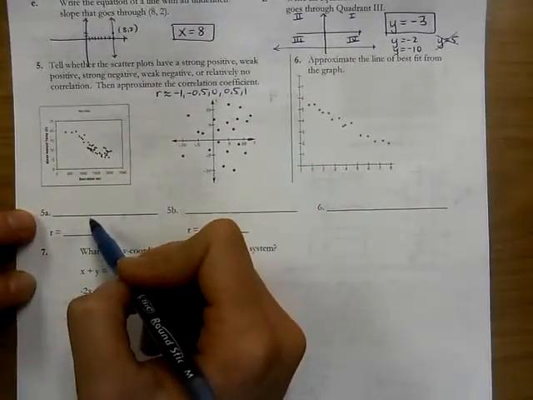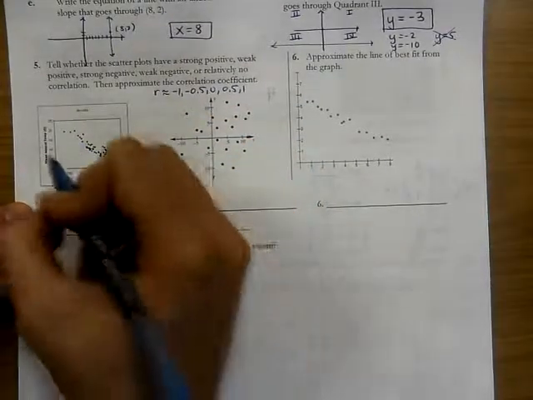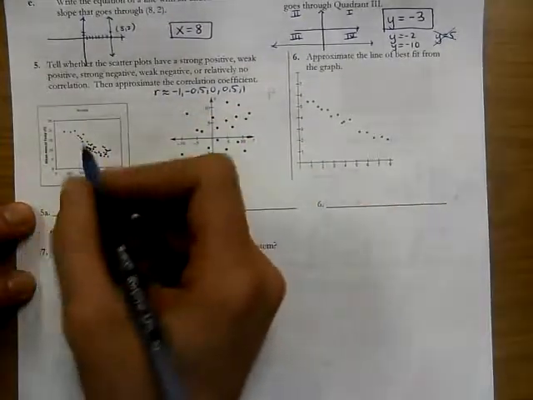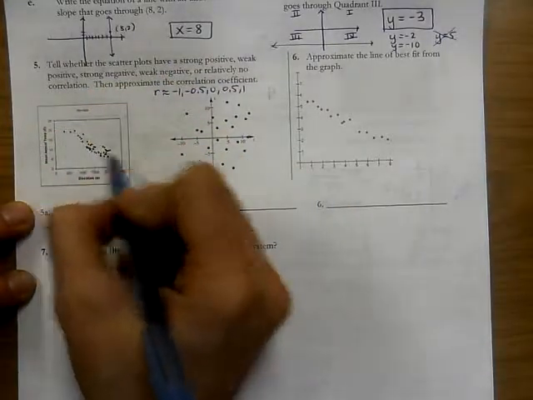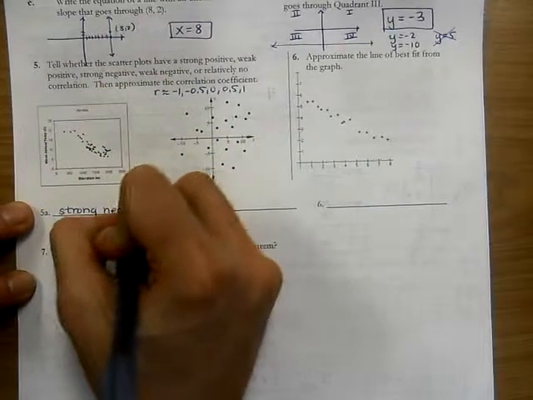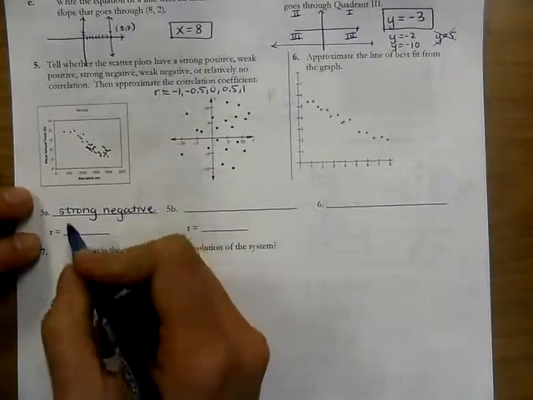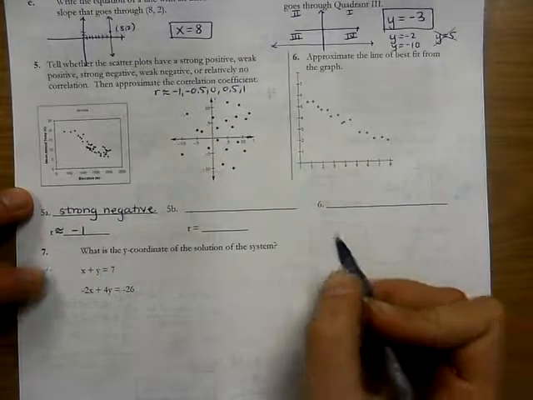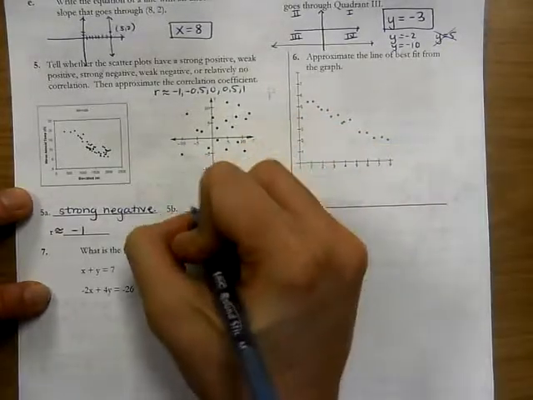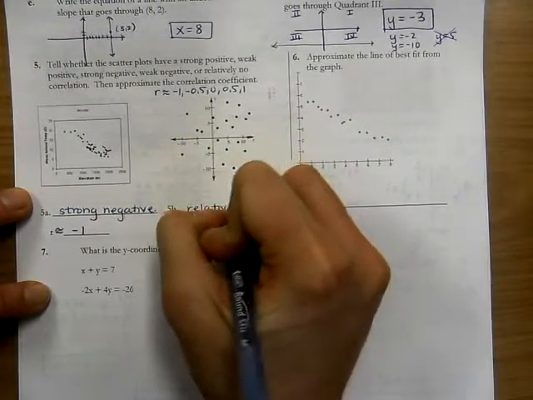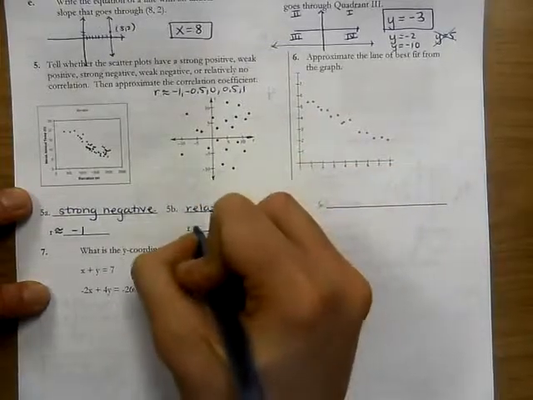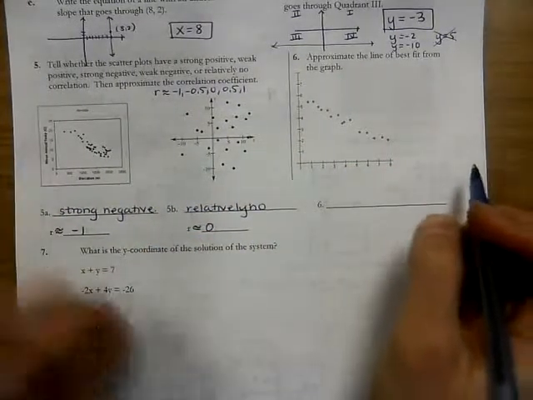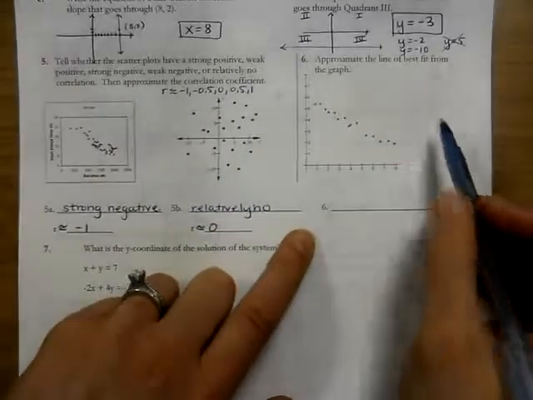So when I look at this for 5A, they look pretty close to a straight line. So I would say that this would be a strong correlation because they're close to each other, and it's going downward, so I would say strong negative. The correlation coefficient, I wouldn't say R equals, I would say R is approximately, it's going to be close to negative 1. For here, these are kind of all over the place, so I would say that this is relatively no correlation, and that R would be approximately 0. It may not be exactly 0, but it would be pretty close to 0.